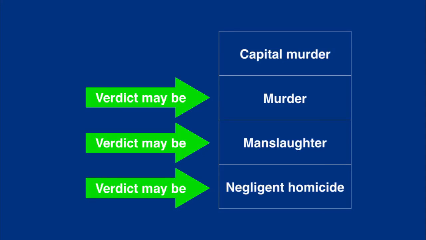Lesser included offenses apply to offenses below the one you're charged with. In this case, you can't be found guilty of capital murder by the jury. They can't go up the ladder, only down.